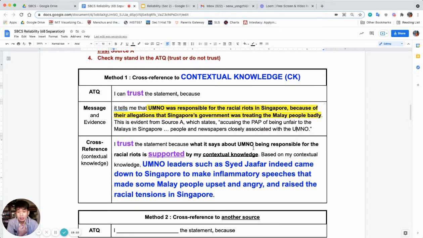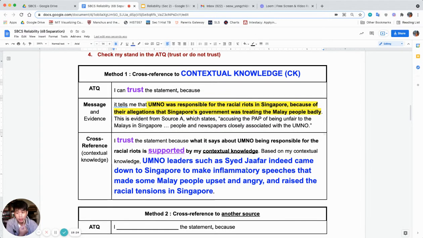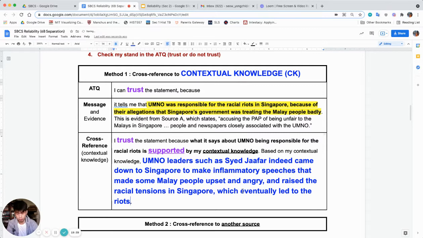I trust the statement about what it says about UMNO being responsible because this is supported by my contextual knowledge. Based on my contextual knowledge, UMNO leaders like Syed Jaafar indeed came down to Singapore to make these inflammatory speeches that made some Malay people upset and angry, raised the racial tensions, which eventually led to the riots. This whole answer is a very tight and coherent reliability answer. Okay, this answer would be L3 for 6 marks.